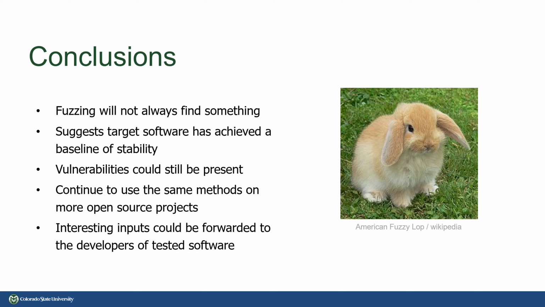In conclusion, fuzzing is not always going to find something, but in this case I think it does suggest that the target software has achieved kind of a baseline stability. That doesn't mean vulnerabilities aren't present, and I'd like to continue to use the same methods on more open source projects, and then possibly forward those interesting inputs to the developers, because they're the experts on their particular software.